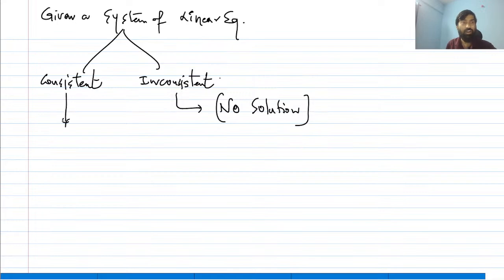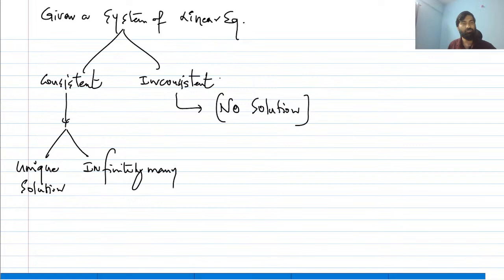But the moment you find that the system is consistent, you can have two kinds of solutions. One will be a unique solution, and one you can have infinitely many solutions. If the system is inconsistent, you can have only no solution. You don't have to probe your solution further. So this is a very basic thing.